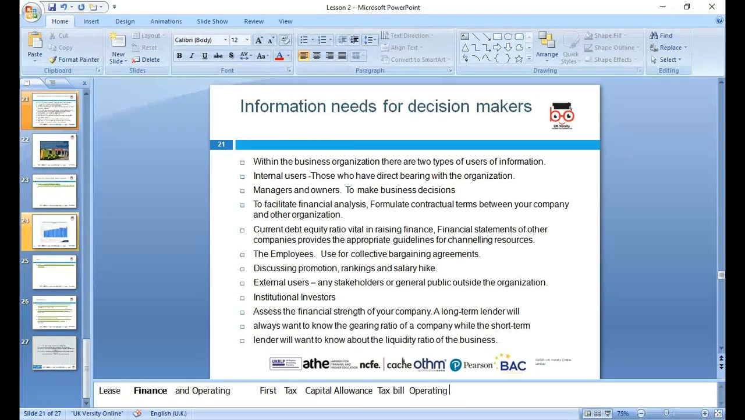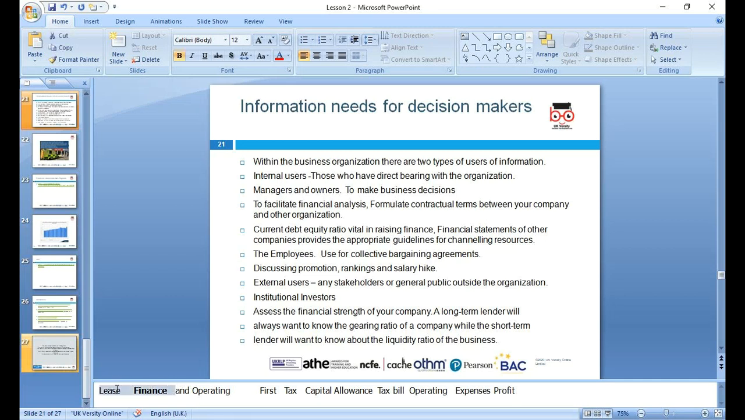The second is called an operating lease. An operating lease means the car is not yours. The car still belongs to the rental company, like a rent-a-car, and you pay rent every month. The rent is treated as an expense, which you can put in the profit and loss account. Any question? No, that's all right.